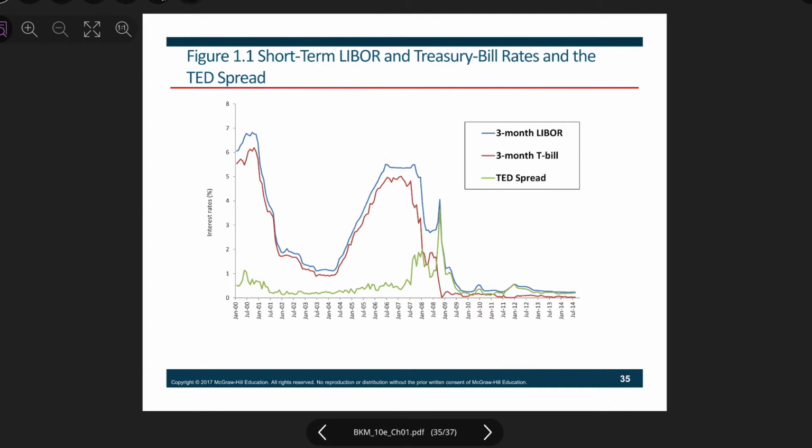Firstly, when we started in January 2000, right here, the spread was that much, right? The blue line is LIBOR, the red line is T-bill, and the green line stands for the TED spread, or the difference between the two graphs. So at January 2000, T-bill has that rate, LIBOR has that rate, and the difference was 0 point something percent, right? And moving on, it spread up a little bit, and then it came back closer.